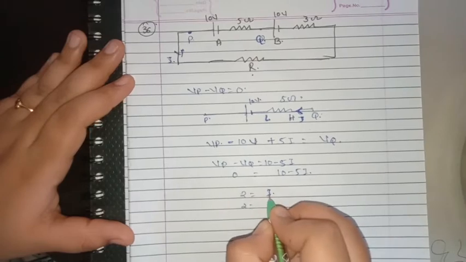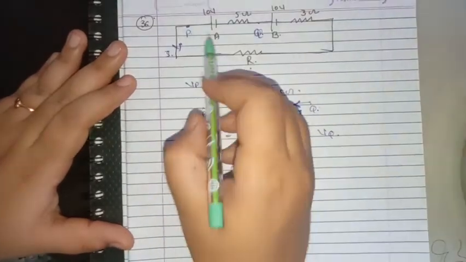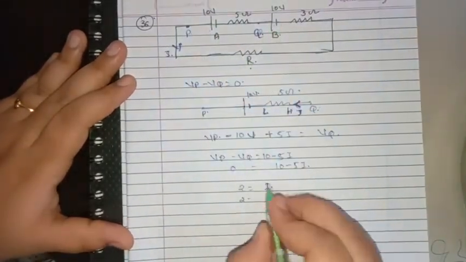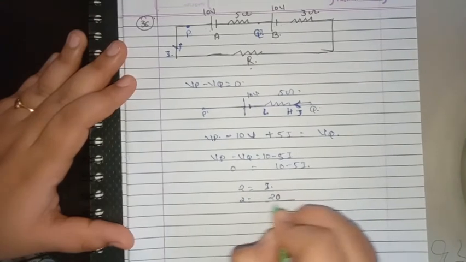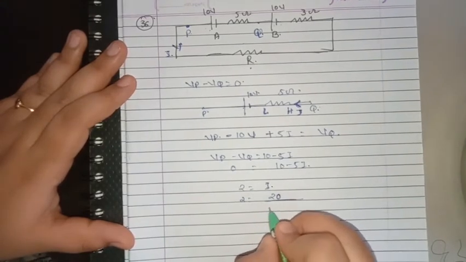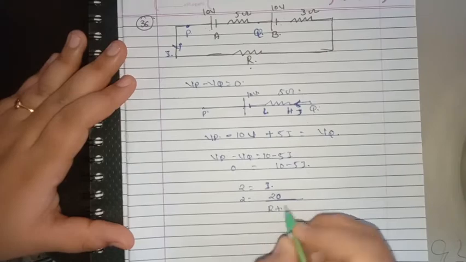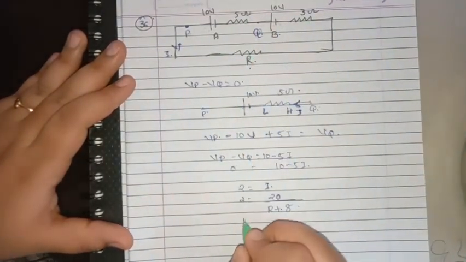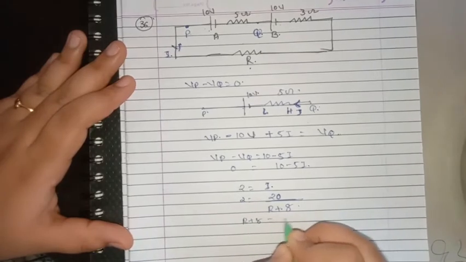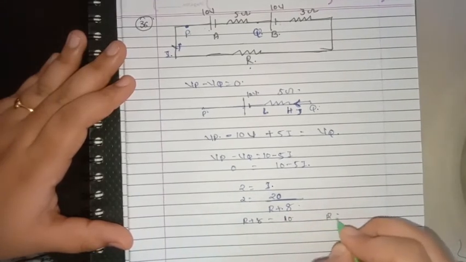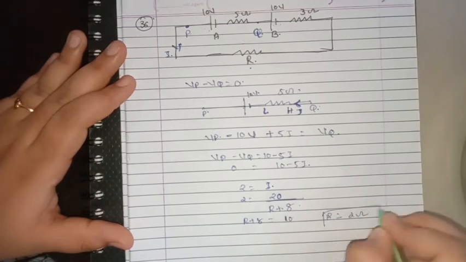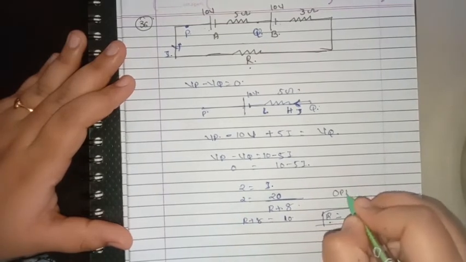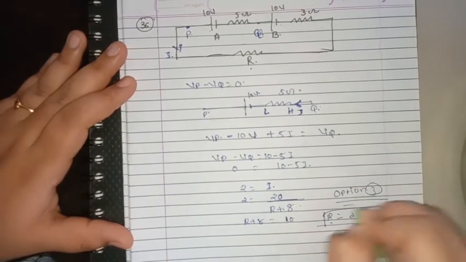But the total current in the circuit is given by net EMF, that will be 20, divided by effective resistance. Effective resistance will be R plus 8, as these three resistances are in series. So 20 by R plus 8 is equal to 2, so R plus 8 is equal to 10. So R is equal to 2 ohm. Option 3 is the correct option.